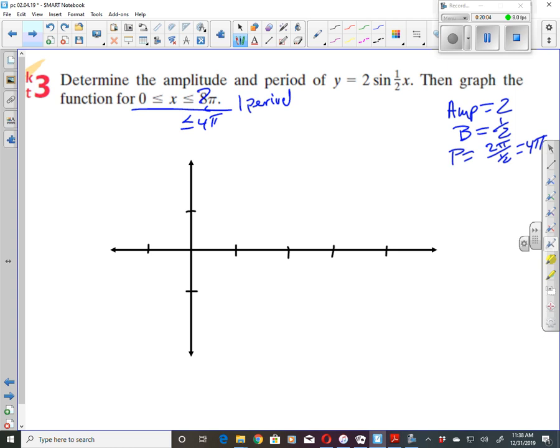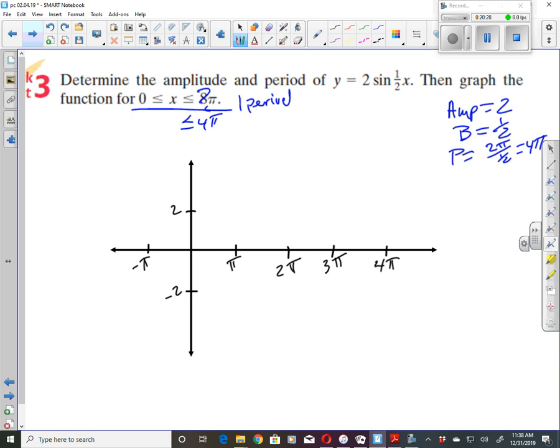Nice part is I can now fill this in. This is going to be 4 pi right here. Half of 4 pi is 2 pi. Half of 2 pi is pi. And now I can count 1, 2, 3 pi for this. Because my amplitude is 2, that's a 2, that's a negative 2. I can go negative pi if I need that.